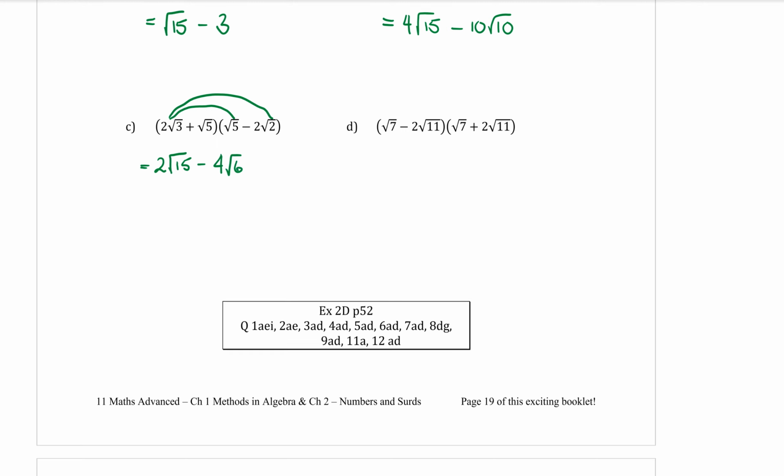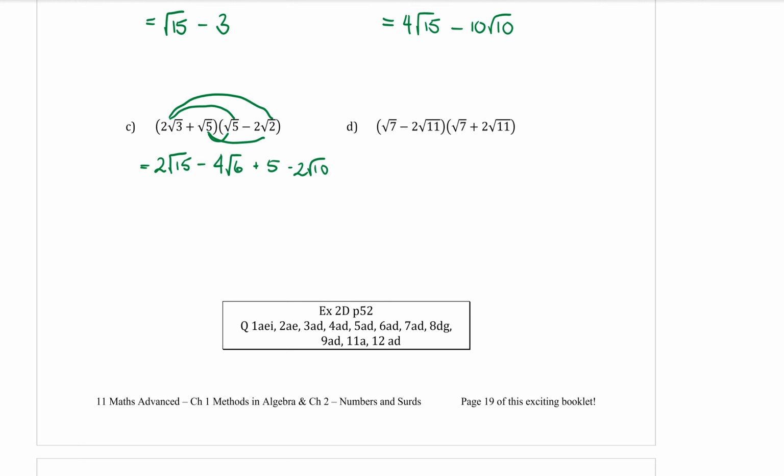Then we want to do the inside ones. Root 5 times root 5 will be a plus 5. The square roots cancel out. And finally, last, 1 on this side times by minus 2 would make minus 2. And 5 times 2 makes 10 for underneath the surd. And again, none of those surds are going to simplify. So that is the answer for that one.